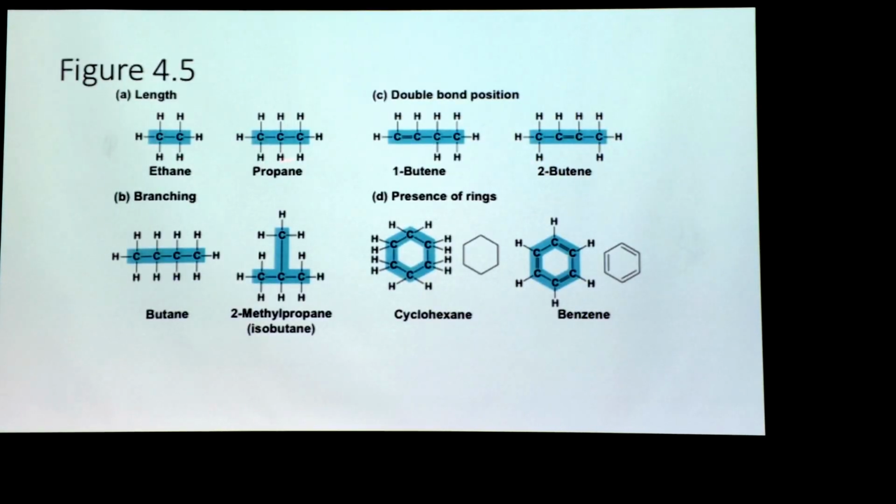All of these molecules, methane, ethane, propane, butane, are examples of organic molecules because we see they have multiple carbons in a row and carbons with hydrogens.